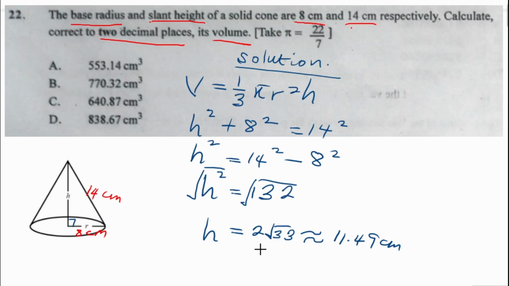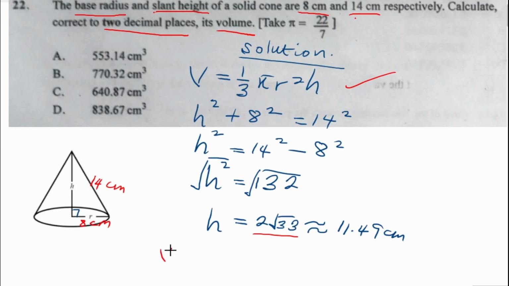But then in this case, since this is not the final answer, I will not use the approximation. It might not be wrong, but I want to use the actual number and approximate the final answer. So I will use 2√33 as the height of our cone into the volume formula. So let's go ahead and work out the volume of the cone. So the volume will now be 1/3 times 22/7 times 8 times 8, or just 8 squared is the same thing, times 2√33, which is the height.